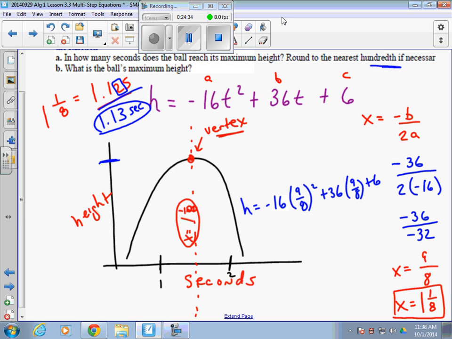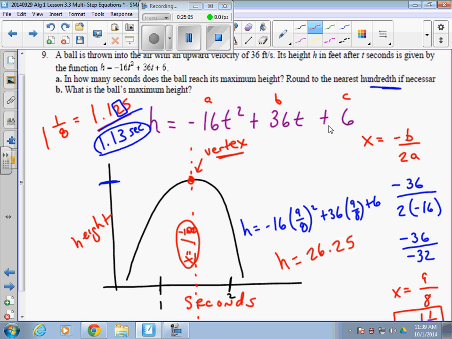And this is a problem that a calculator is much better used for. If you plug in 1.125, and you square it, then multiply by negative 16, and then multiply that 36 by 1.125, and add all of that together, its maximum height is going to be 26.25. Since it says feet per second, it's talking about 26.25 feet will be its maximum height, or 26 and a quarter, which is the same thing as 26.25.